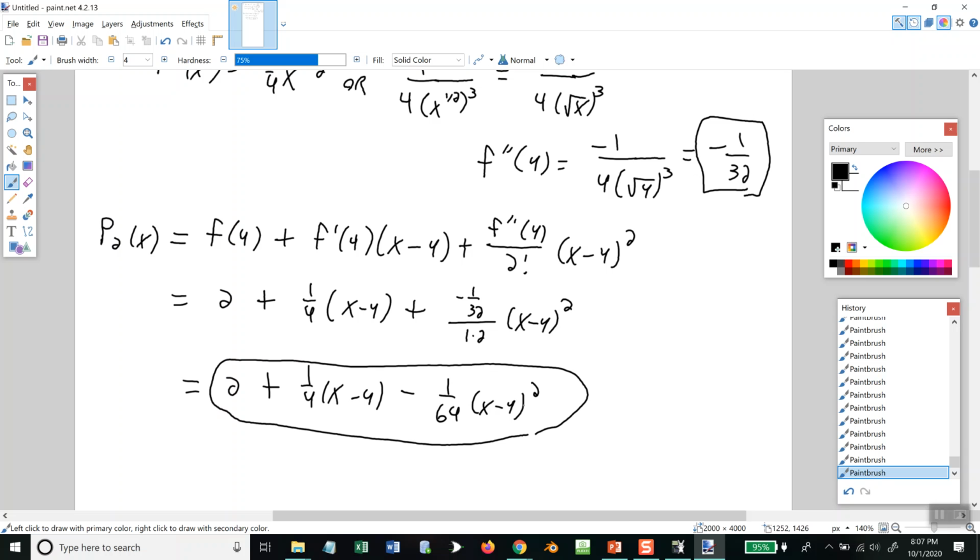Now again, the bigger your n, the better the approximation is. n equals 2 is probably not the greatest, is it? Might be good enough for what we're doing here.